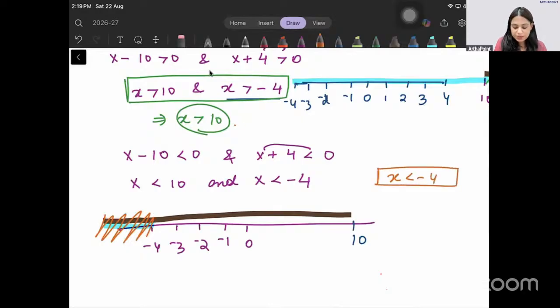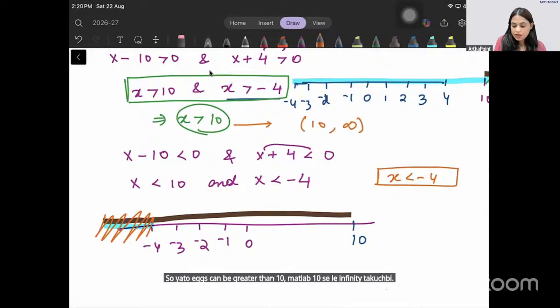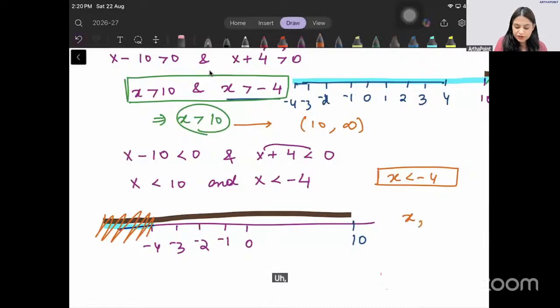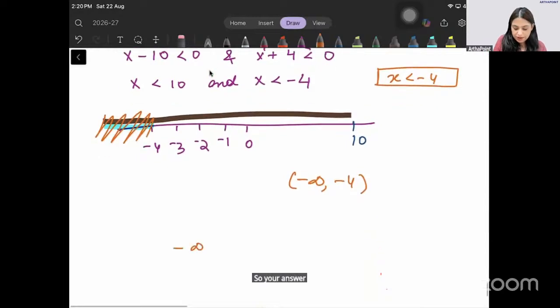So either x can be greater than 10, meaning anything from 10 to infinity, or x can be less than minus 4, meaning anything from minus infinity to minus 4. So your answer will be minus infinity to minus 4 union 10 to infinity.